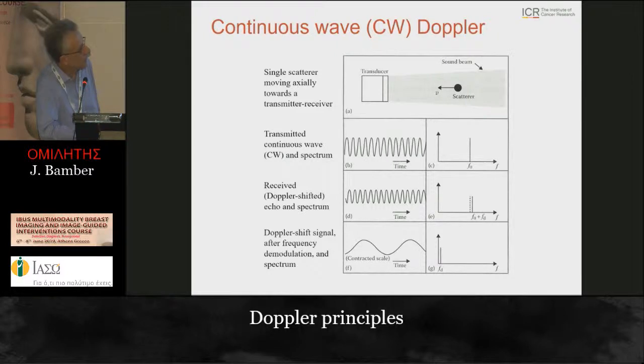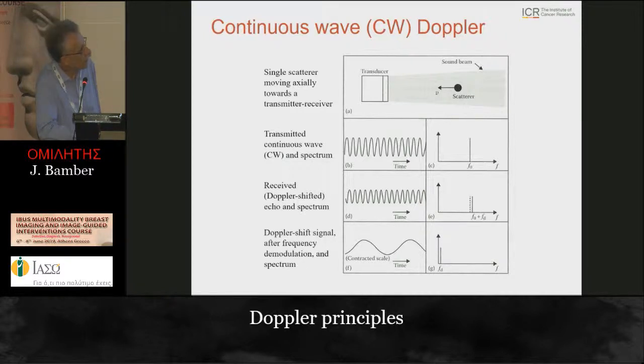You remember that our transmitted frequency is in the region of megahertz, and the blood flows so slowly that it only shifts the frequency by a few kilohertz, or even hundreds of hertz. The nice thing is that difference is a few hundred hertz or kilohertz. That's in the audio range.